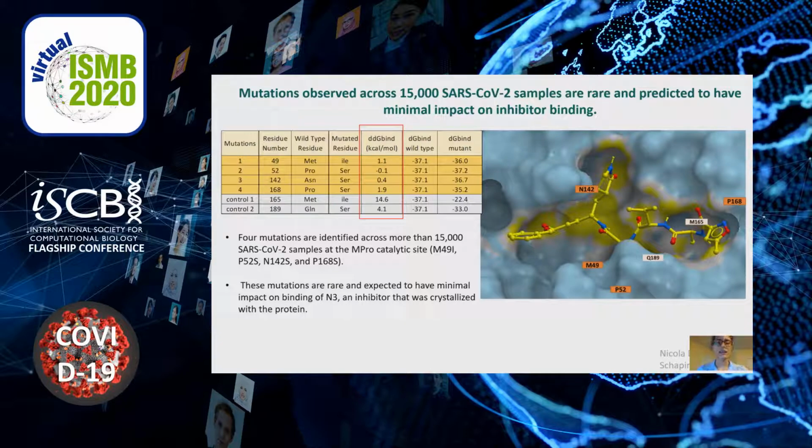Our collaborator, Nicola Di Maio from the European Bioinformatics Institute, has identified genetic variants at the SARS-CoV-2 main protease catalytic site. He identified a very rare number of mutations, and based on our predictions, they're expected to affect inhibitor binding only very minimally. We also show you two positive controls, methionine 165 to isoleucine and glutamine 189 to serine. You can see the corresponding change in Gibbs free energy and the effect that it has on inhibitor binding for the methionine 165 mutation is very significant. Basically, based on our precision method, any value greater than 2 kcal per mole is considered significant.